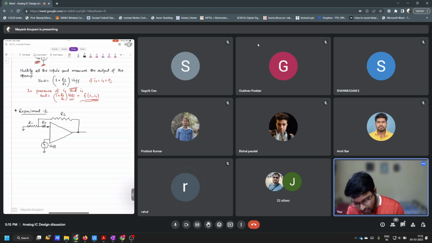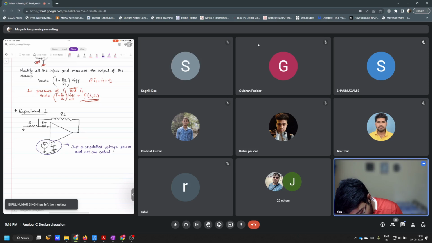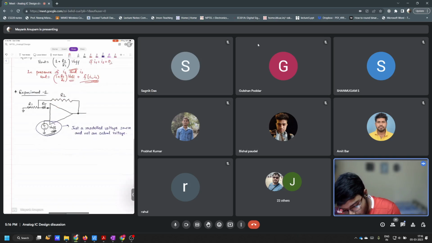So I'm again saying that this V offset is not actually what we are applying externally. This is a part of the system itself. I'm just modeling it here. This is just a modeled voltage source and not an actual voltage. Okay, fine. So what do we do?